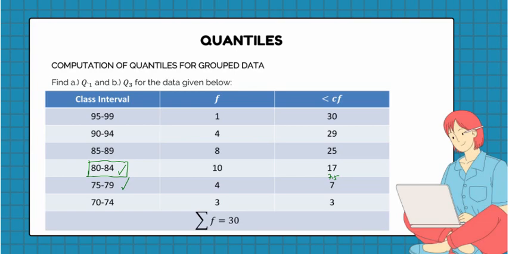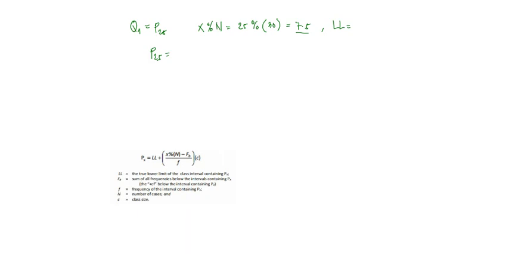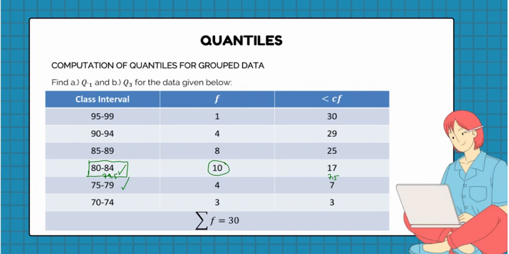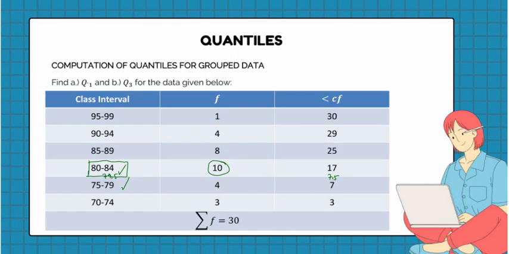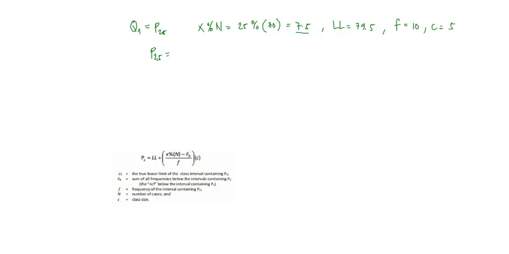So, for this case, our LL would be of that certain class interval. So, ano yung halfway ng ating 75 to 79 to 80 to 84? That is 79 to 80, that is 79.5. So, LL is 79.5. And then, also, the frequency of the interval containing P sub 25 is going to be 10, since we are referring to 80 to 84. So, that would be 10. And then, yung N natin is the number of cases. Nakalculate na natin yan. Tapos, yung C na lang natin. Yung C is the class width of 80 to 84. That is 5. So, that's going to be 5.